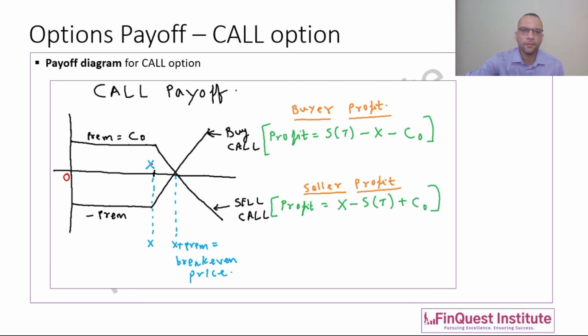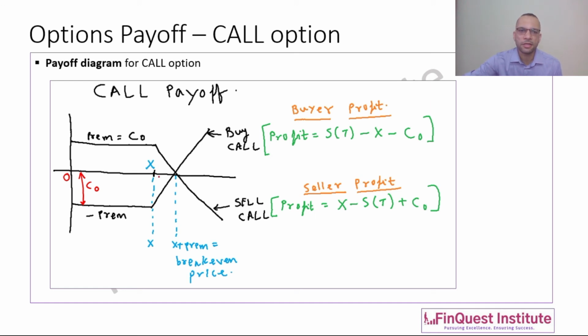So you see that whenever we are talking of a buy call option, we start from a point which is below 0, and this distance is represented by C0. So C0 is nothing but the upfront premium which a buyer has to pay to the seller. So that's why we show it below 0, because this is a payment or a cash outflow from the option buyer to the option seller.